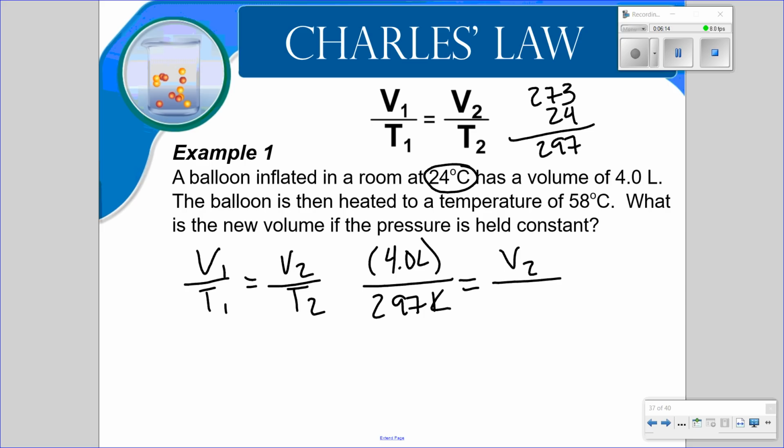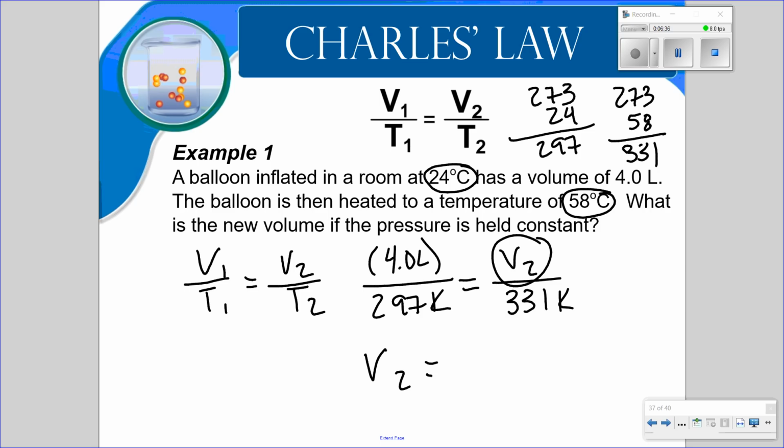And then T2 is 58 degrees Celsius. Again, I'm going to convert that. So 273 plus the 58, and I get 331. So that's my new temperature. I'm going to solve for V2 by rearranging the equation, basic algebra. And I'm going to get V2 is equal to 4.46 liters.